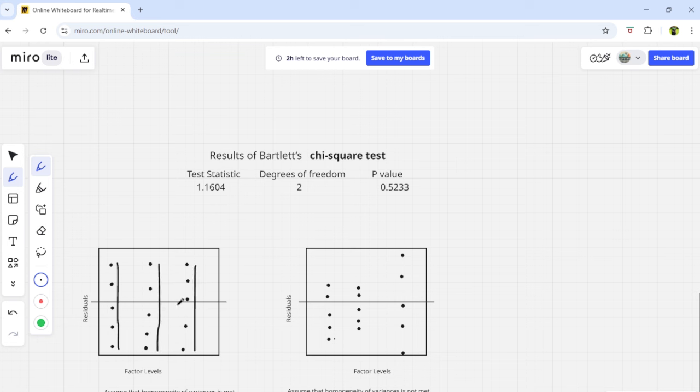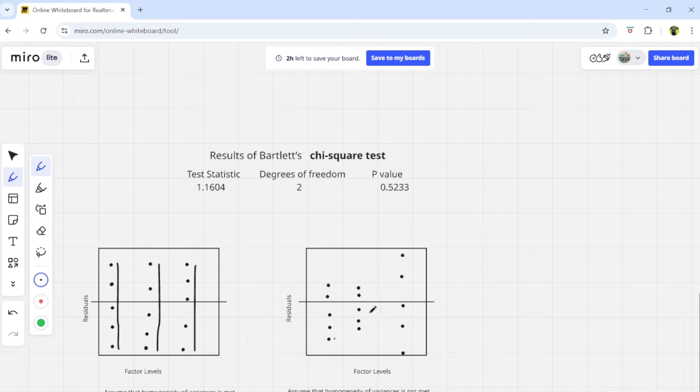So if you look at these three lines, you can basically see that the lines are somewhat the same. They won't be exactly the same all the time, but if the distribution is not that much different, then we're going to say that we assume that homogeneity of variances is met. We assume that the variances are homogeneous. Basically, we assume that the spread of the data is equal among the groups.